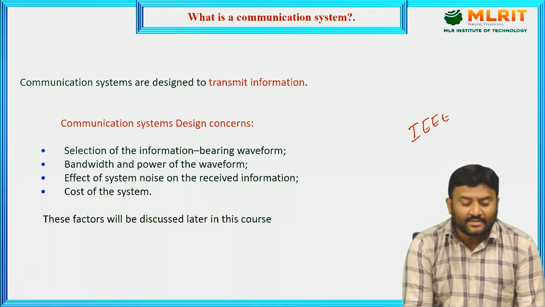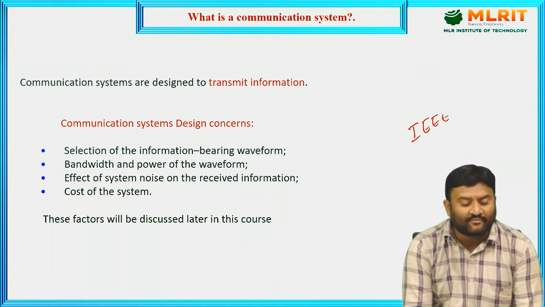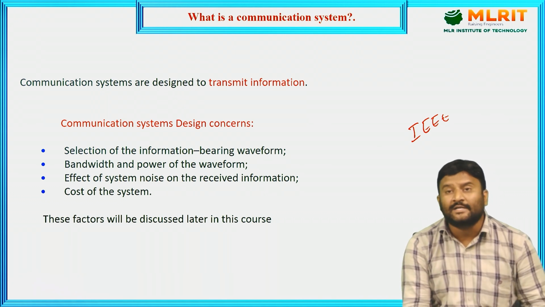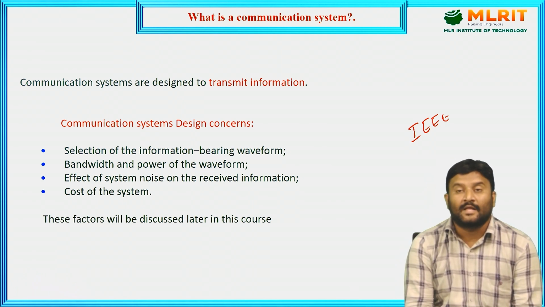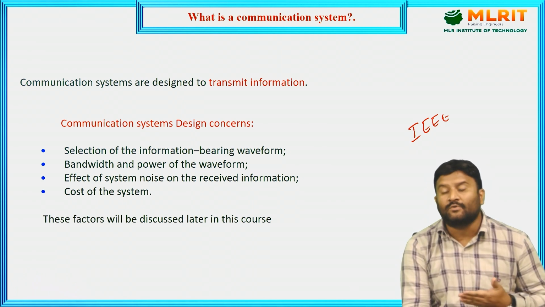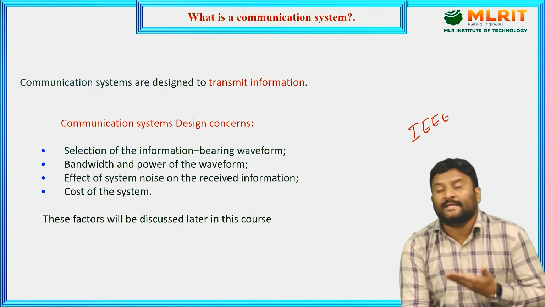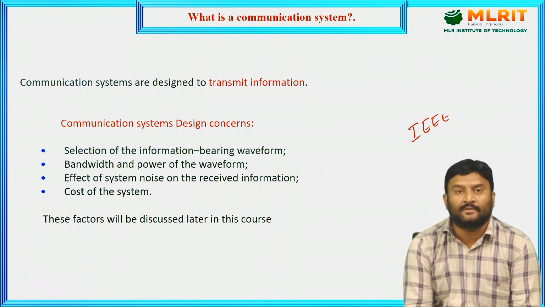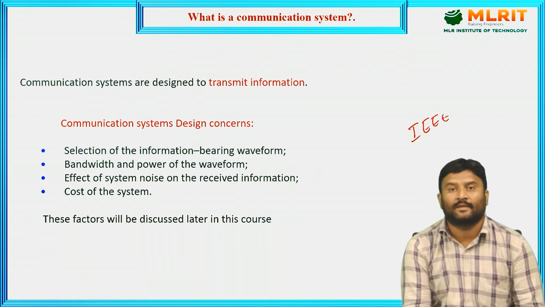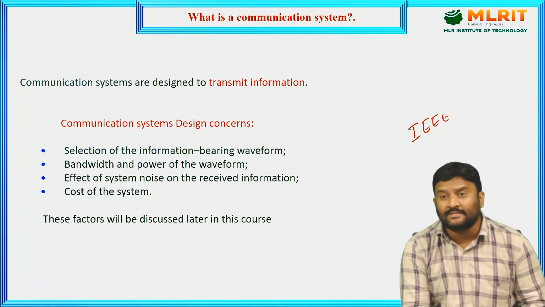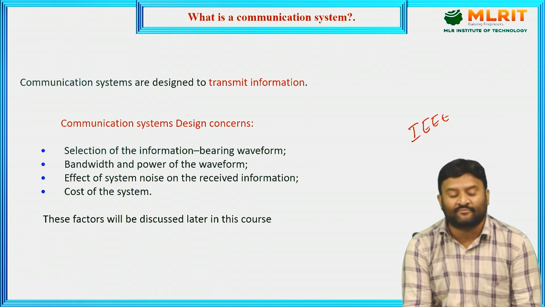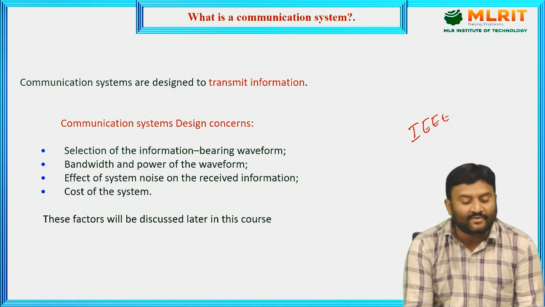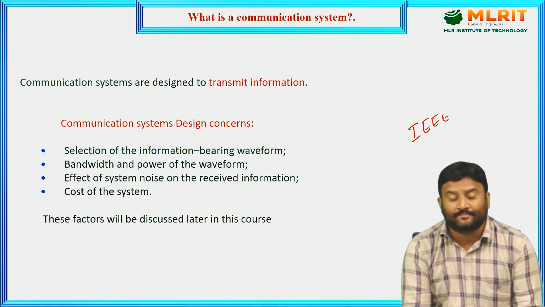Communication system design concerns the selection of the information-bearing waveforms. What type of information do you need to transmit? Here we explain what information is. Information is what the user transmits through the sender. It can be in the form of signals or digits. Whatever it is, that is called information, and its selection is the selection of the information-bearing waveforms.